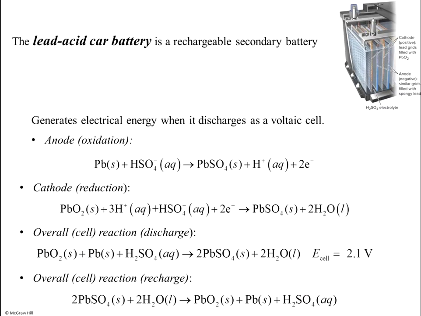And then while your car is driving, you use your alternator to convert a little bit of the mechanical energy of your internal combustion engine into electrical energy, and you recharge the battery. So the lead sulfate then goes back to lead(IV) oxide and lead metal. Notice here that on the recharge cycle, lead is acting as both the oxidizing and the reducing agent. This is something we call a disproportionation reaction.